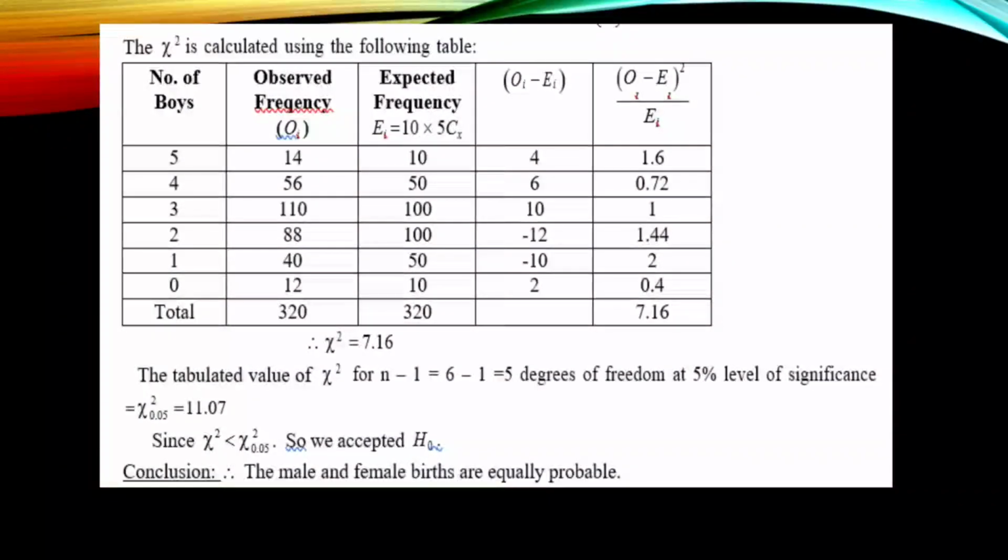Now compare the calculated and table value. Clearly the calculated value is smaller than the table value. So we accept the null hypothesis H naught. So the conclusion is the male and female births are equally probable. This is the required conclusion.